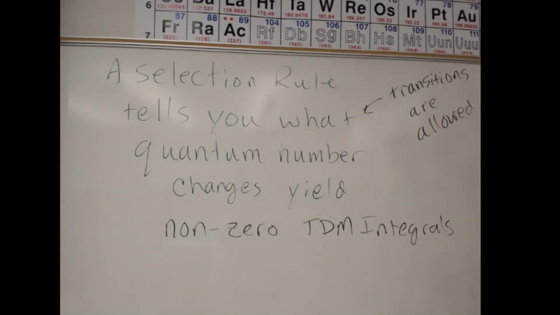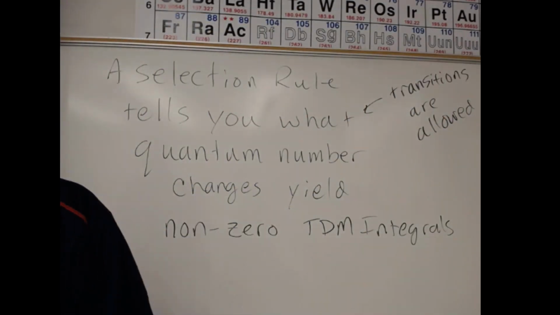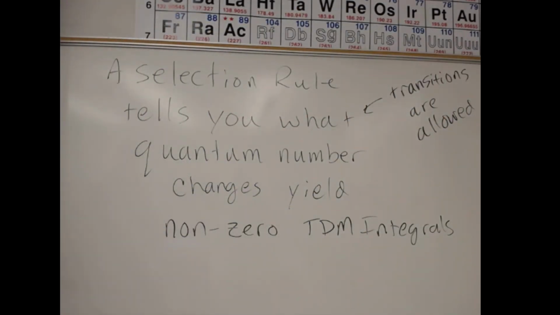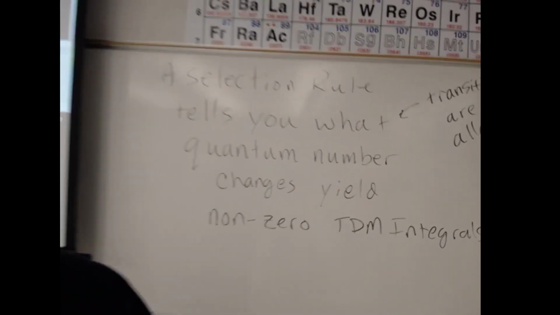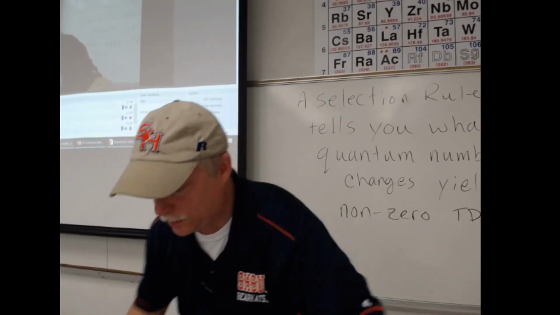So a selection rule tells you what quantum number changes yield non-zero TDM integrals. And a non-zero transition dipole moment integral is an allowed transition. Important point. Got it? Okay, so let's go.